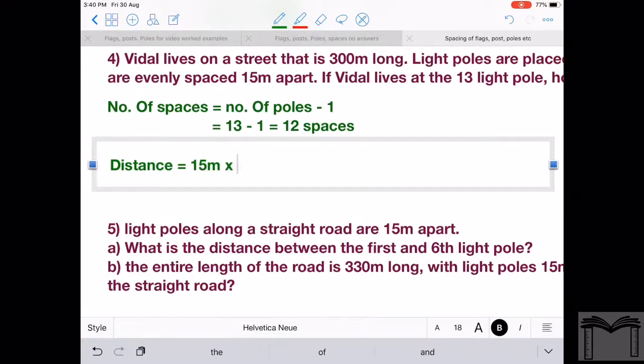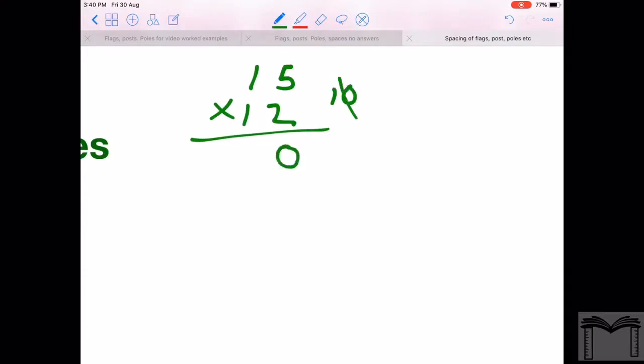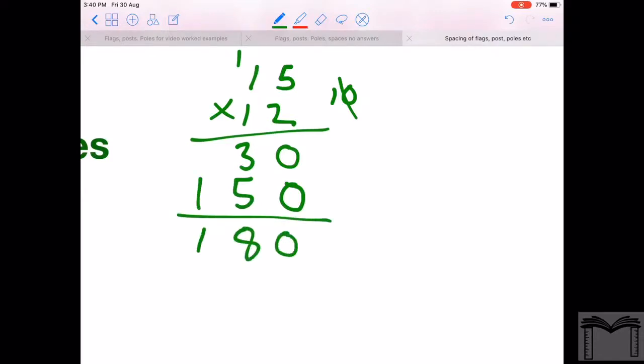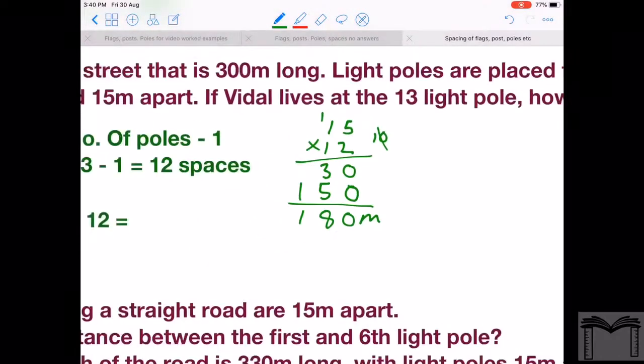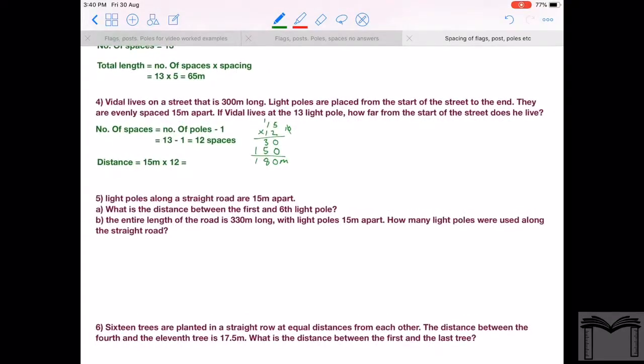So the total distance from the start of the street to Vida's home would be 15 meters for the spacing multiplied by 12 spaces. Starting with the ones number first, 2 5s are 10, put the 0, carry across the 1. 1 2 is 2, plus 1 is 3. Next, the tens number, the 1, we put a 0 to start, 1 5 is 5, and 1 1 is 1. So 30 plus 150 is 180 meters, so the distance from the start of the street to Vida's home is 180 meters.